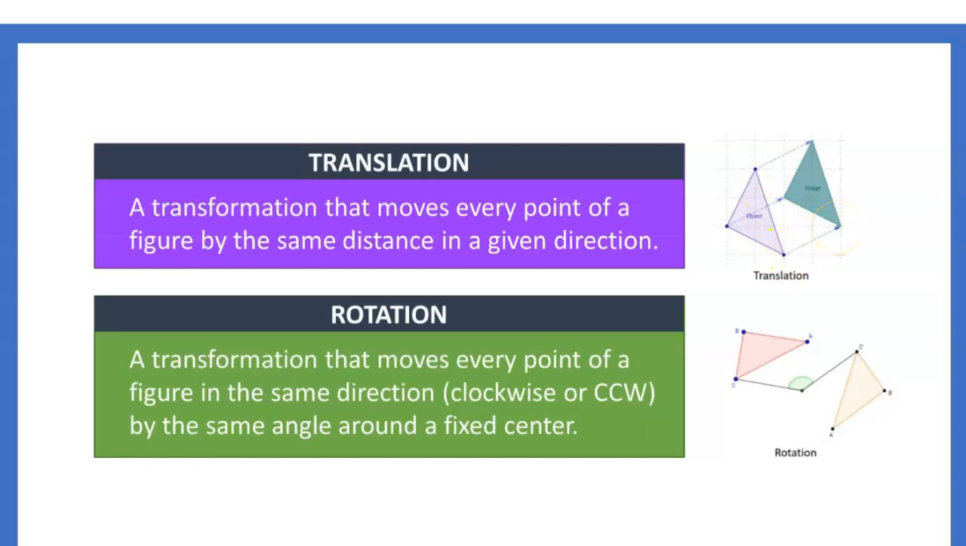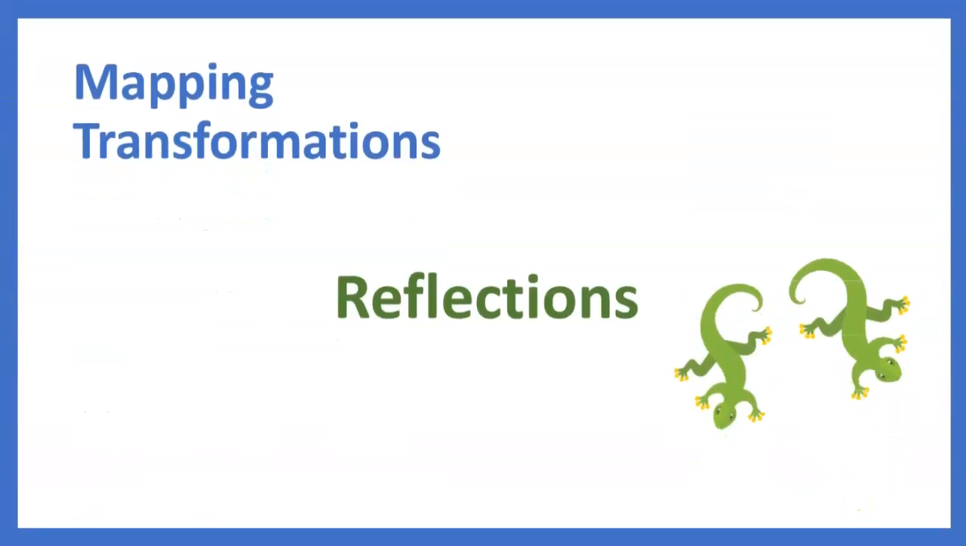Then we also had a rotation, which is a transformation that moves every point of a figure in the same direction, either clockwise or counterclockwise, by the same rotation angle around a fixed center. Remember, this was kind of a fancy way of talking about circles that were all centered at the same place. Each of these points moves according to a concentric circle. That means with the same center. So today we are going to add onto that the rigid transformation of reflections.